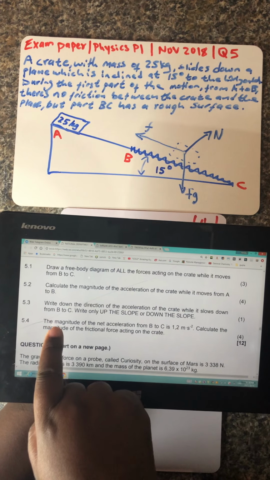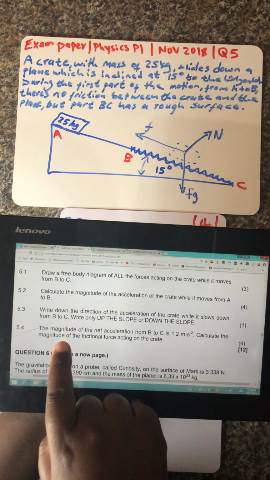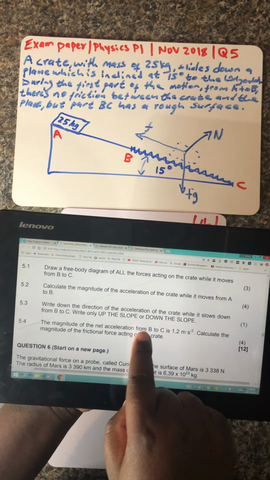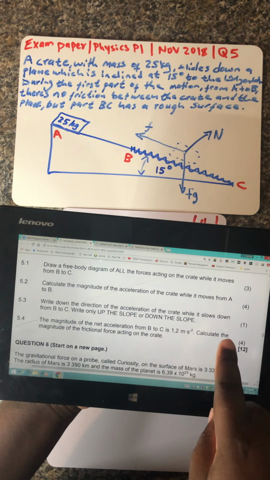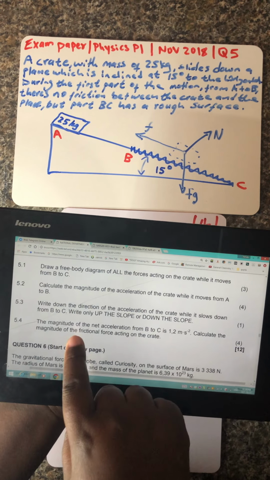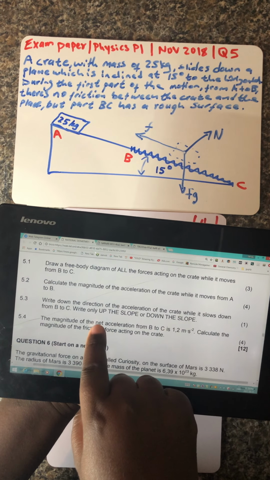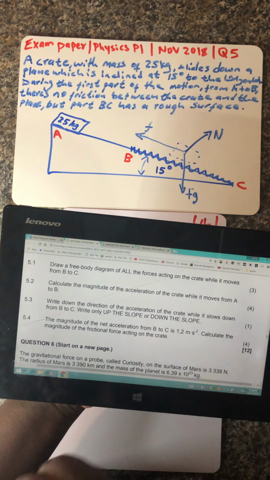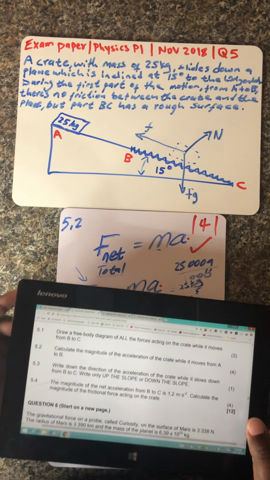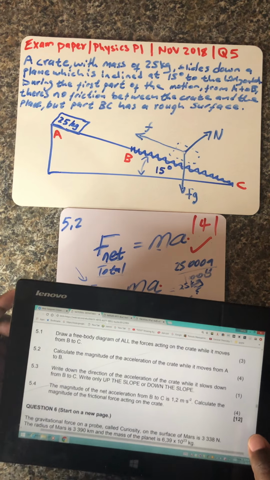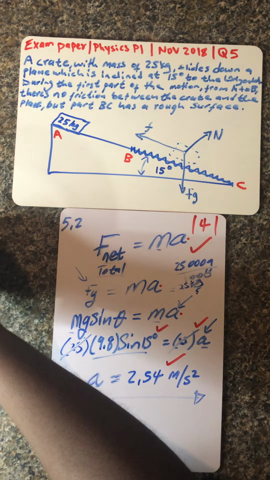5.3 says write down the direction of the acceleration of the crate while it slows down from B to C. Write only up the slope or down the slope. Sure, guys, here you need to apply your mind. Here you really need to apply your mind.